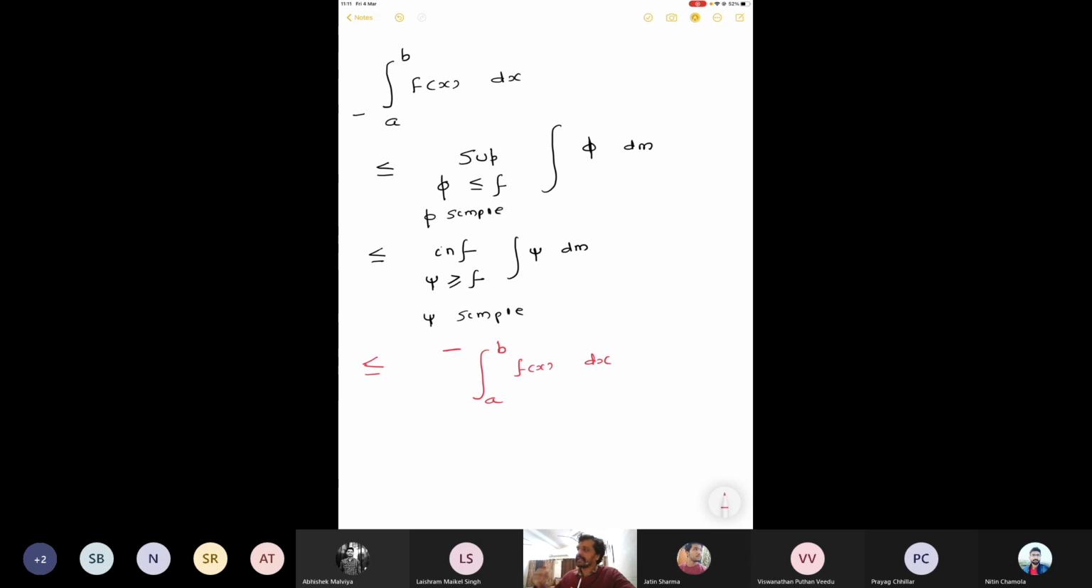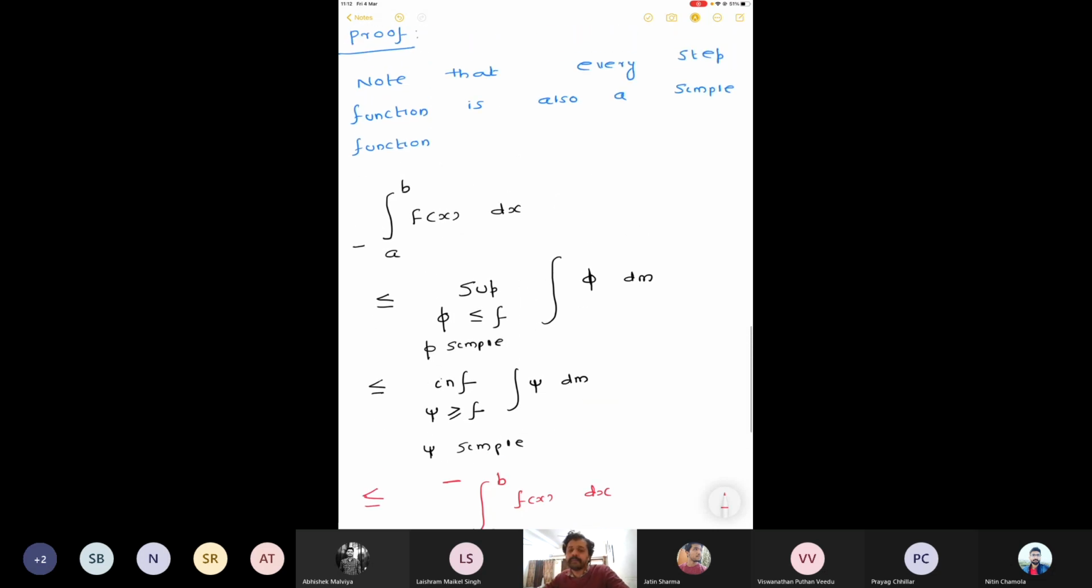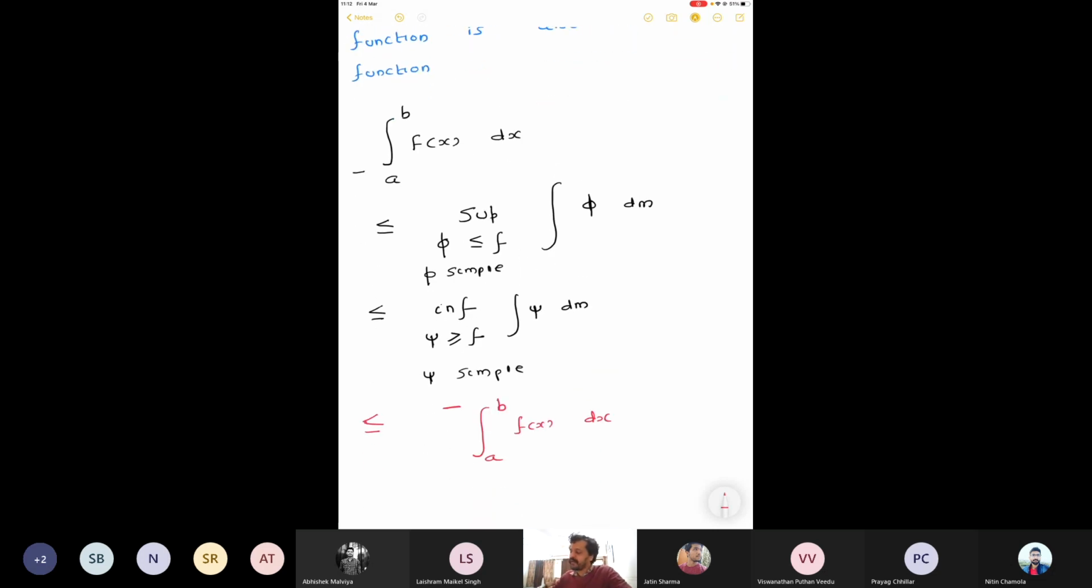Yes, sir. While calculating the upper Riemann integral, instead of integrating f of x, you are integrating a step function which is greater than or equal to f of x. But step functions are simple. Therefore, the infimum taken over all simple functions integrated will be less than or equal to one particular simple function integrated. And that one particular step function or simple function is the one obtained by taking the supremum. Okay, so this inequality follows.